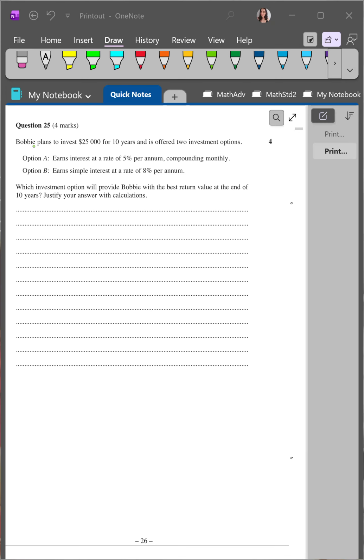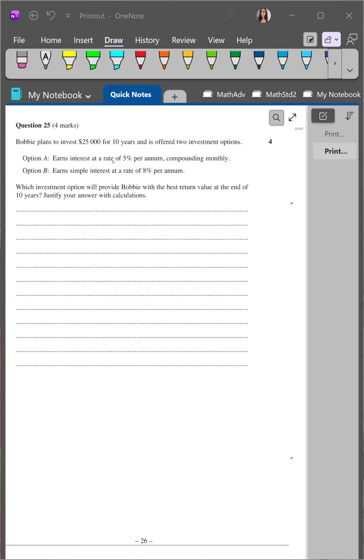Question 25. Bobby plans to invest $25,000 for 10 years and is offered two investment options. Option A earns interest at a rate of 5% per annum compounding monthly, and option B earns simple interest at a rate of 8% per annum. Which investment option will provide Bobby with the best return value at the end of 10 years? Justify your answer with calculations.